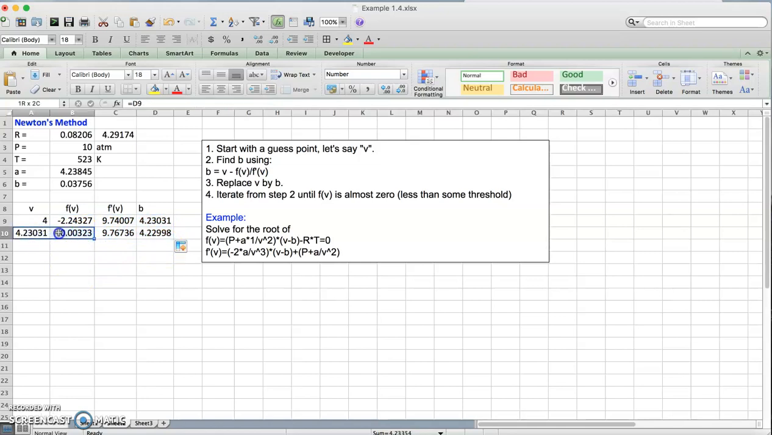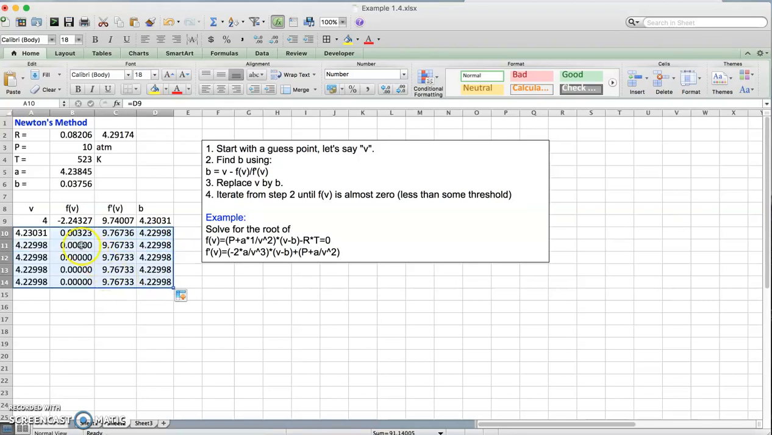So that means I'm going to highlight these 4 and then drag everything all the way down until I see f of v equal to 0. There you go. In fact, in the third step, you get f of v equal to 0, and this is the root. If you go further down, your root doesn't change. That means you're doing unnecessary steps. So this is the step you have to stop. Okay. So the root is going to be 4.22998 up to 5 digits.